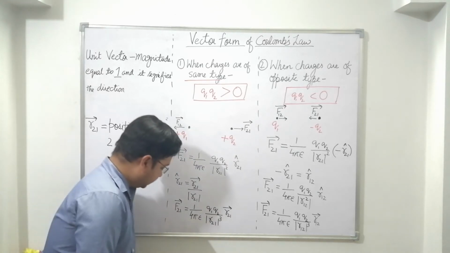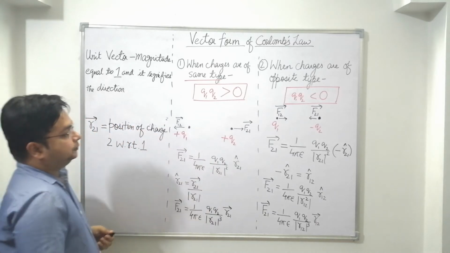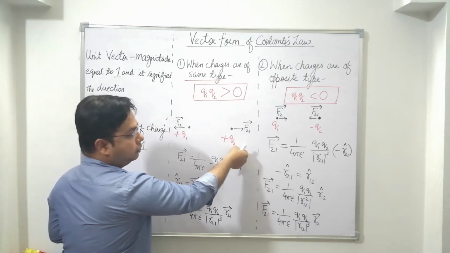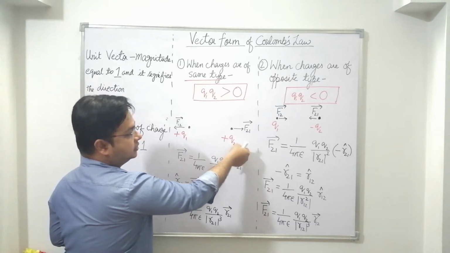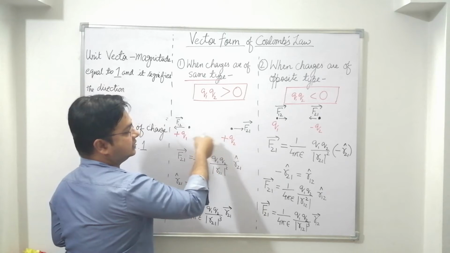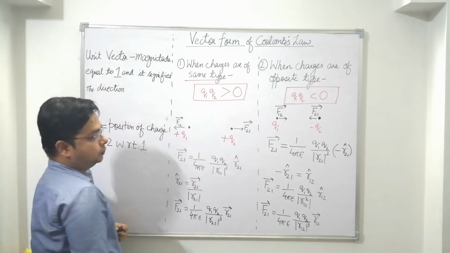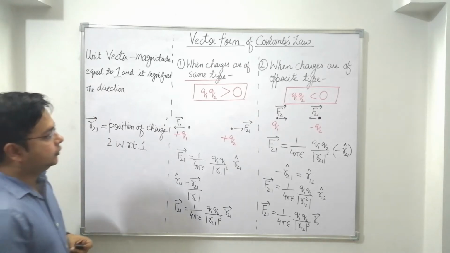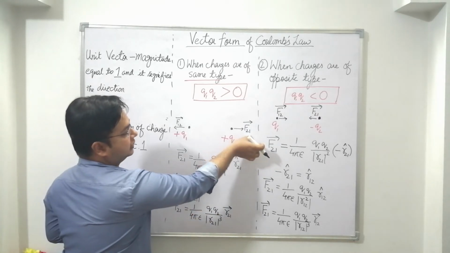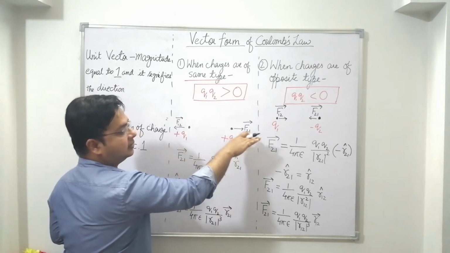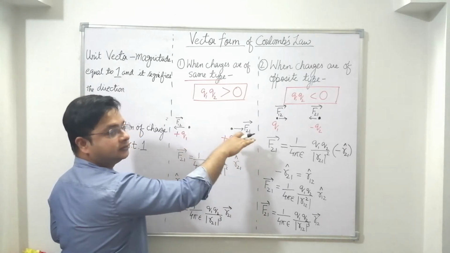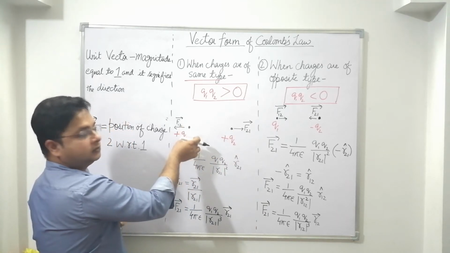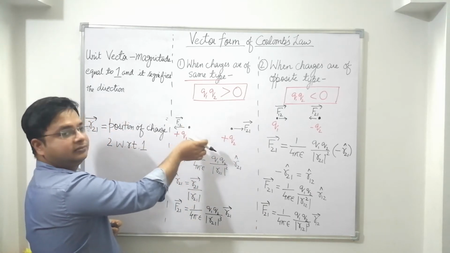Now pay attention. The direction of the force acting on the second charge due to the first charge: since the charges are of the same type, they will apply a repulsive force in this case. So the direction of F21 will be away from Q2. Similarly, the direction of F12 will be away from Q1.